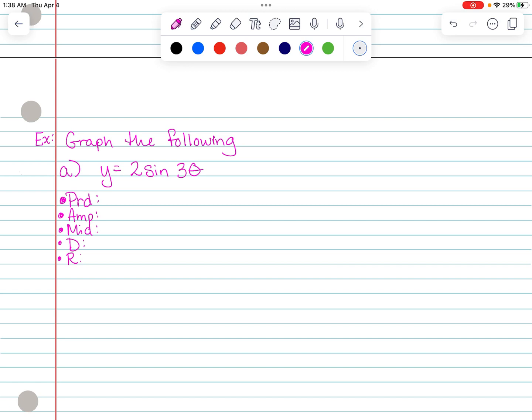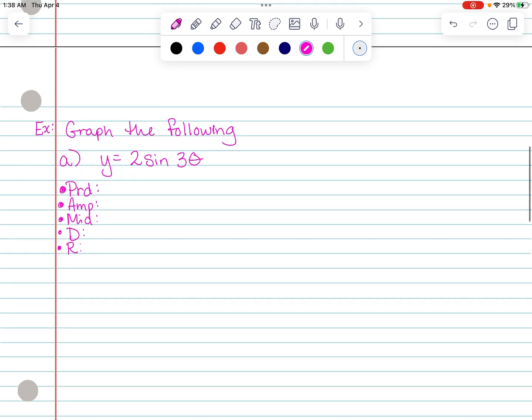I generally do the first 3 before I graph. I do the second 2 after I graph. I could do domain and range before, but there's a reason I tend to do it after. It has to do with something we're going to see in the future.